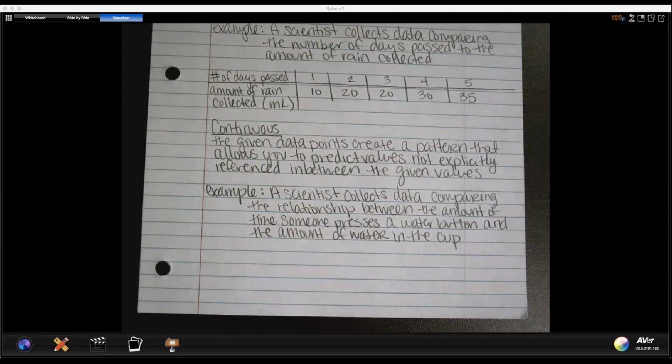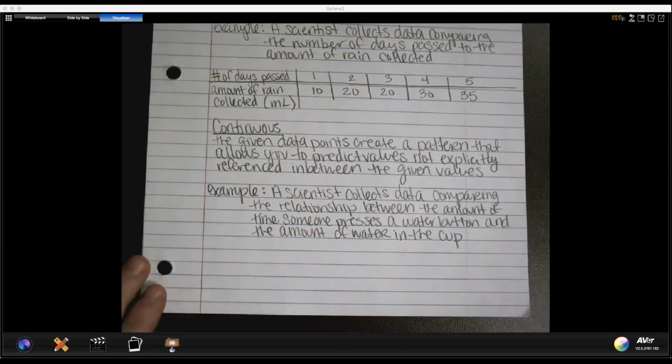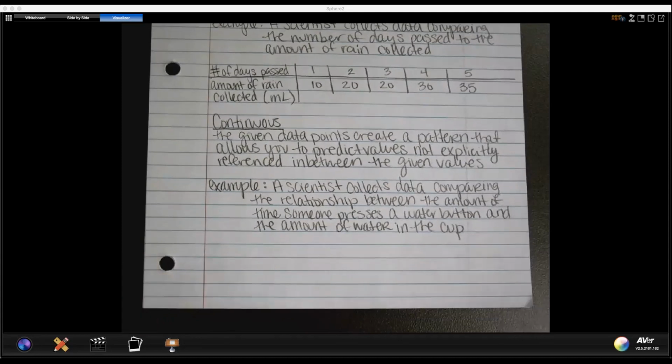So write that down, and then we're going to write down the data that represents that table. Okay, so in this example, what would be the independent value?